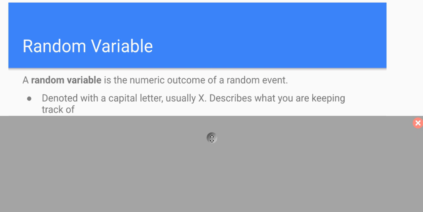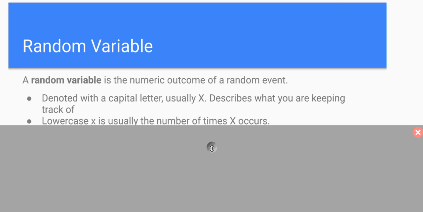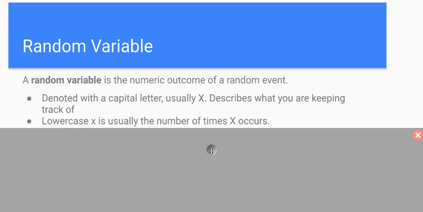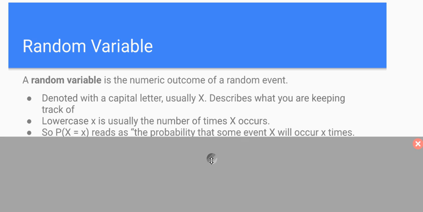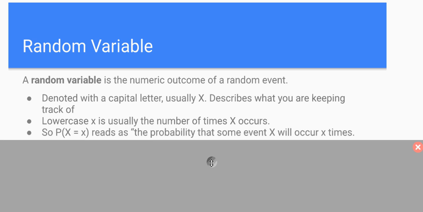Now, how they denote random variables can get a little confusing sometimes. What we are keeping track of is usually represented with a capital letter, and the lowercase version of that is what the outcome could be, right? If we see it written like that, which a lot of people find confusing, it's the probability that some event X occurs x times. We're using the same letter, but they're different variables, which is a little confusing at times.